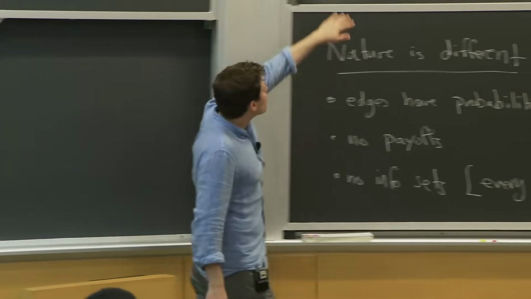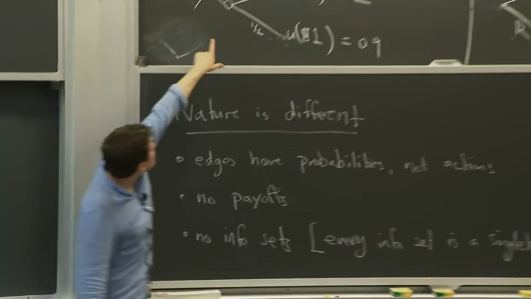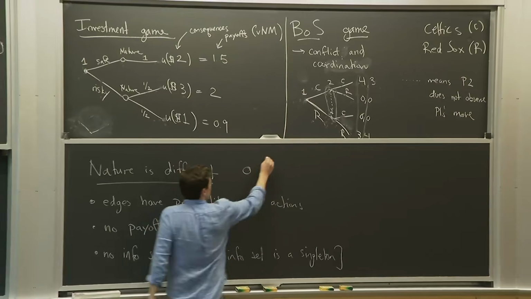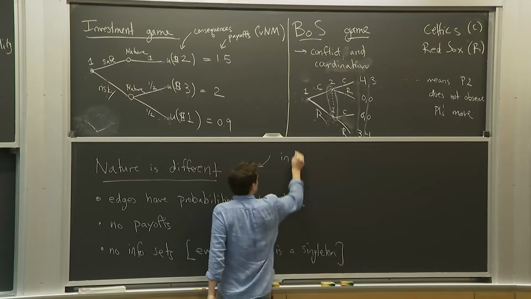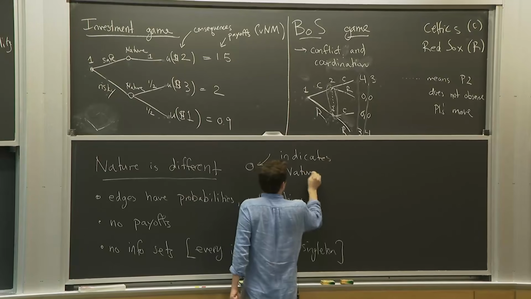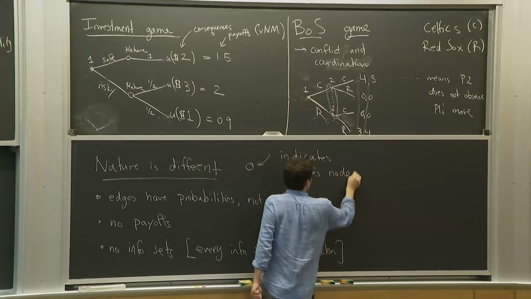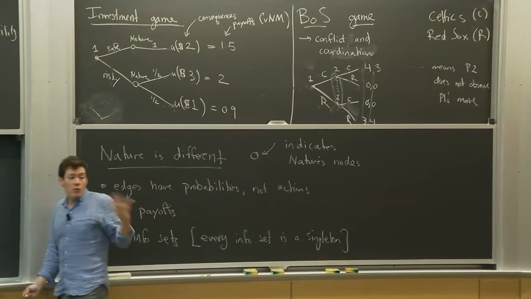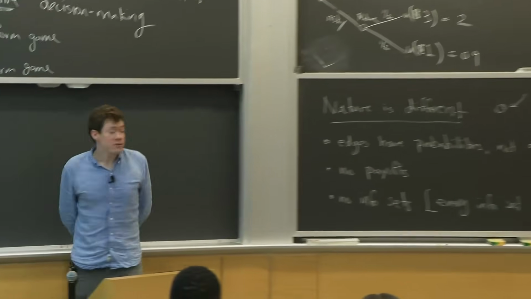And then I guess it can sometimes get a bit cumbersome to keep writing nature. So often we just draw a circle to indicate nature's nodes. So for strategic players, we have a filled-in circle. And for nature, we have a hollow or empty circle.